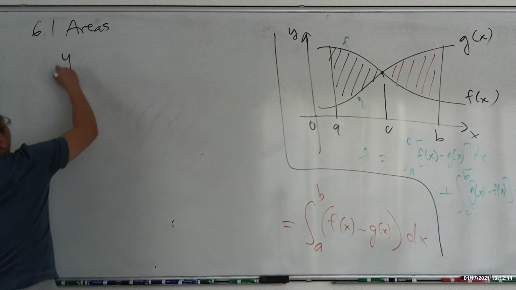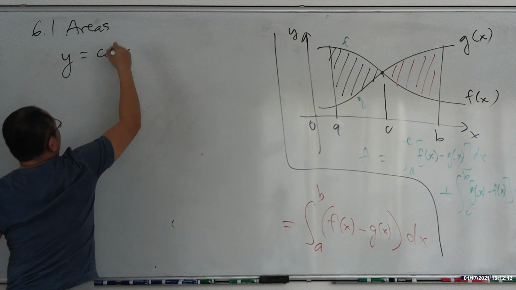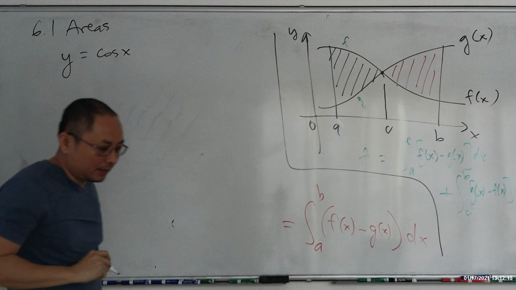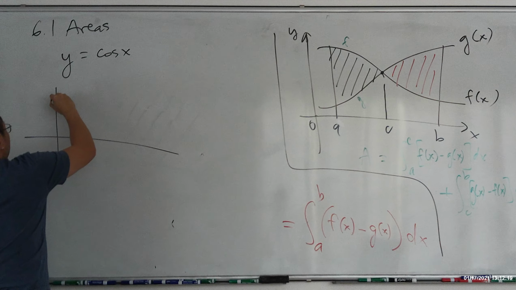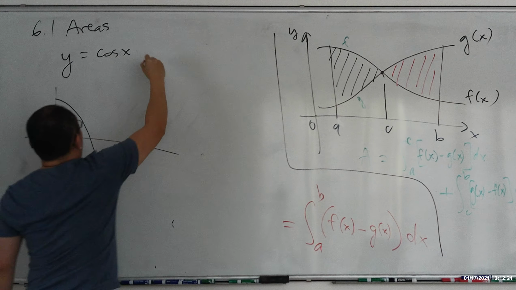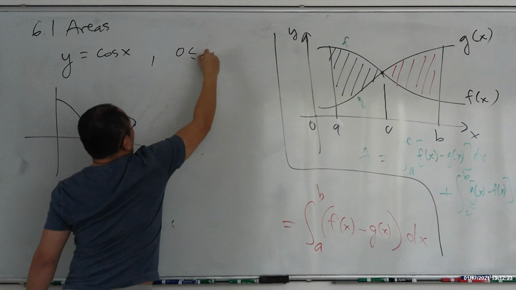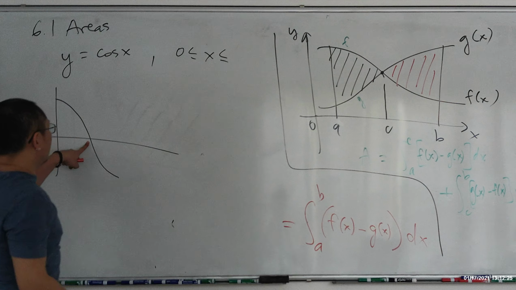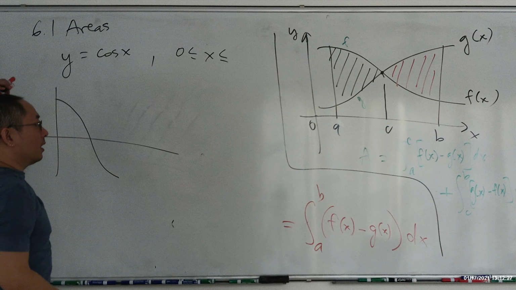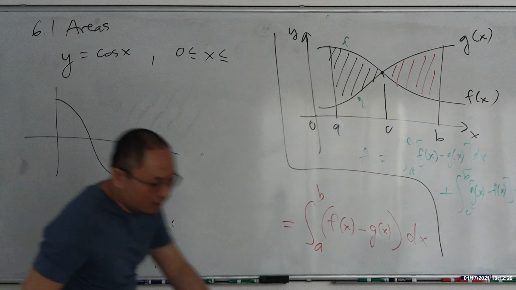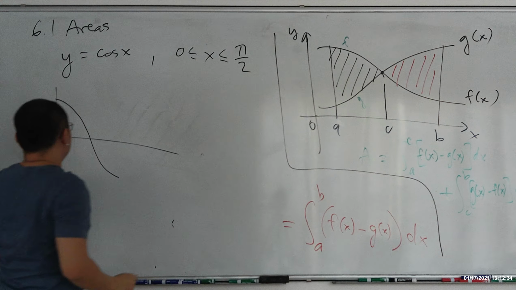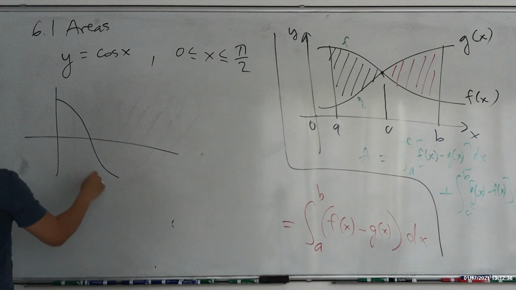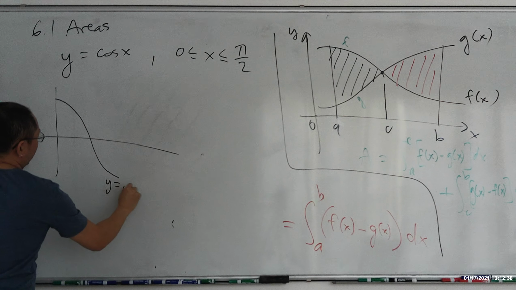Given the function y equal to cosine of x. Okay. Then let me try to show you guys a graph of it. It looks like this. I just make a restriction from 0 less than or equal to x less than or equal to pi over 2, and y equals 0. Right? This is the function cosine. This is y equal to cosine of x.